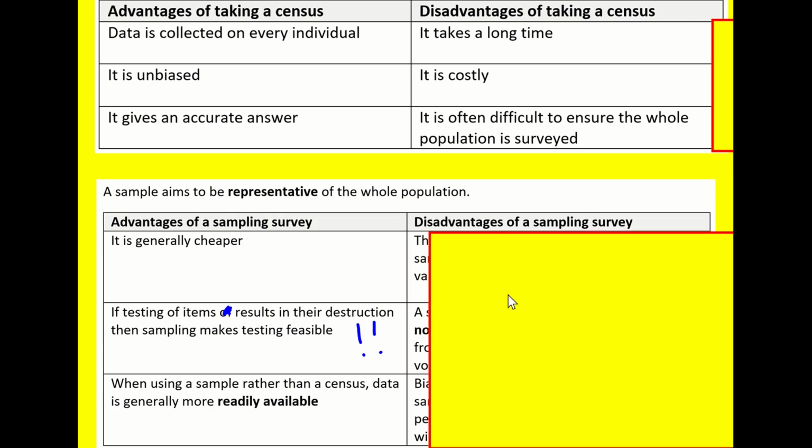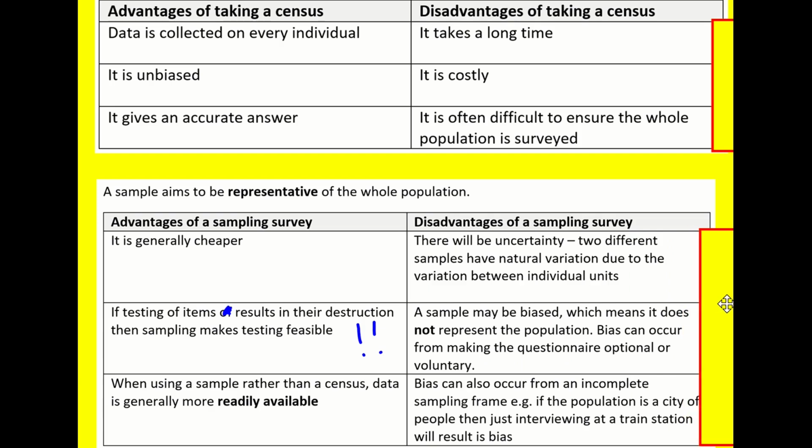Some disadvantages. Well, there's going to be uncertainty. Two different samples will have what we call natural variation. So any sampling you do, if you then did another one, you're going to get some differences. That's just due to natural variation. You can't really eliminate that. And the issue is that you may get a biased sample, which means it does not represent the population. That is not good.